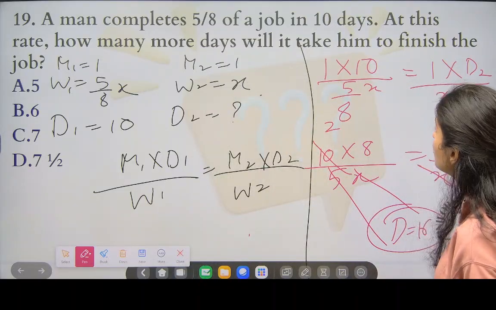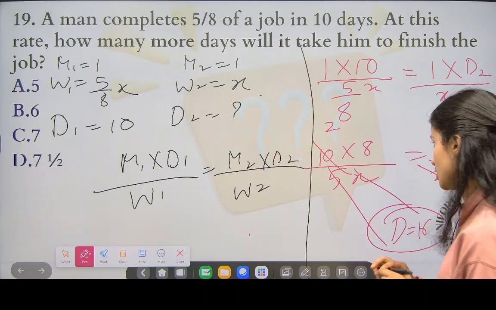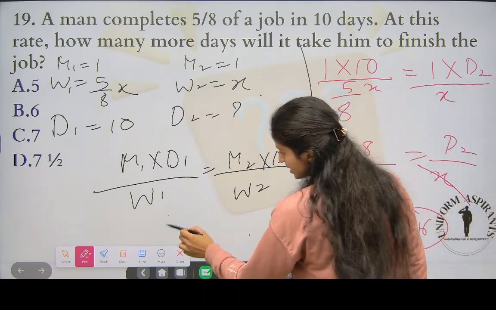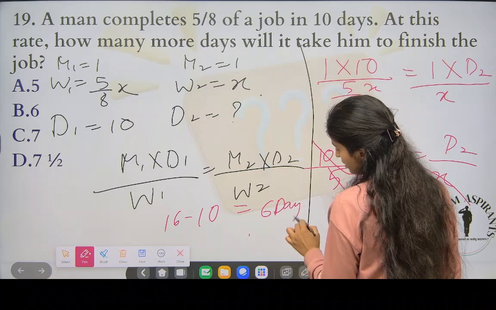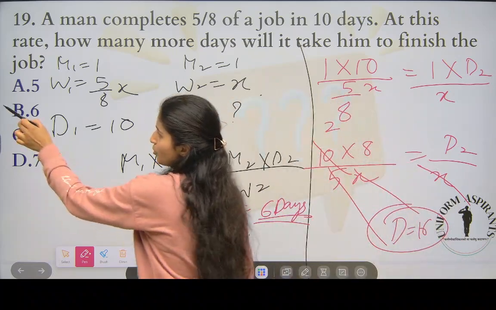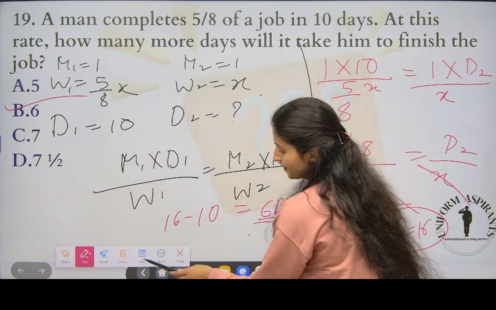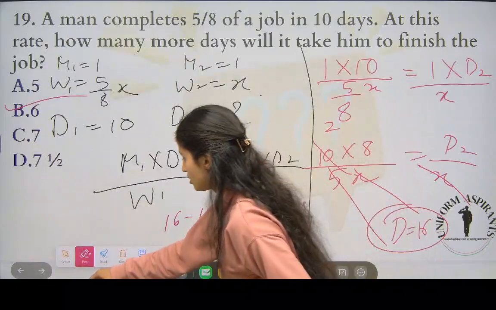How many more days? Okay, how many more days is the question. So 16 minus 10 is how much? 6 days. So what will be the answer? 6 days. Option number B. Okay, now we'll do a different question.